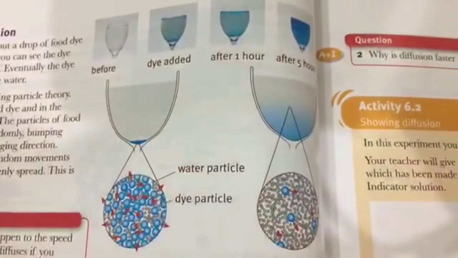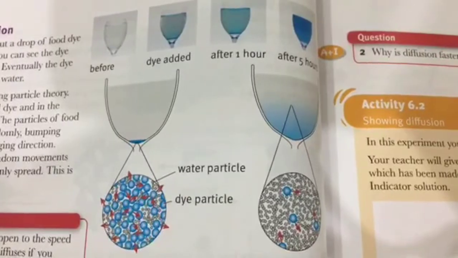Now let's talk about diffusion. What exactly is diffusion? An example of diffusion is that if you very carefully put a drop of food dye into a glass of water, you can see the dye very slowly spreading out. Eventually, the dye spreads throughout the water. You can explain this using particle theory.